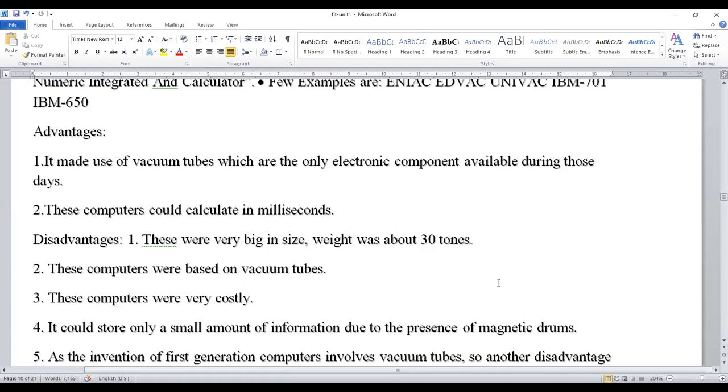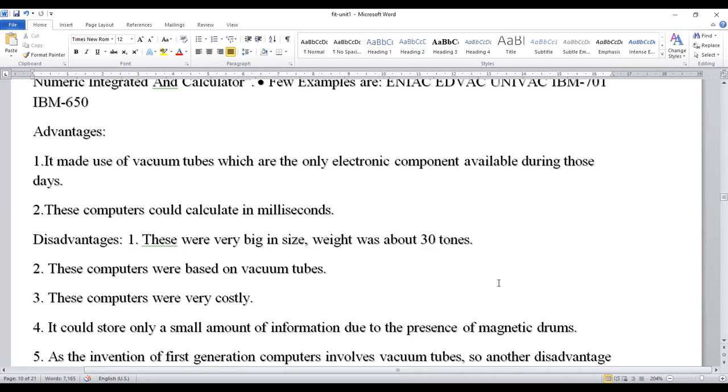So what are the advantages? It made use of vacuum tubes, which were the only electronic component available in those days. So the circuit was made up of these vacuum tubes itself. These computers could calculate in milliseconds. In milliseconds they could calculate whatever task was given to them.